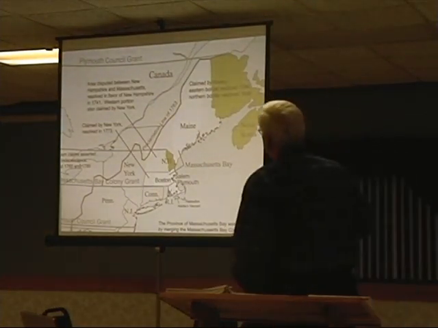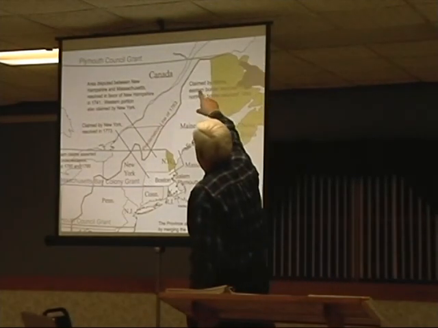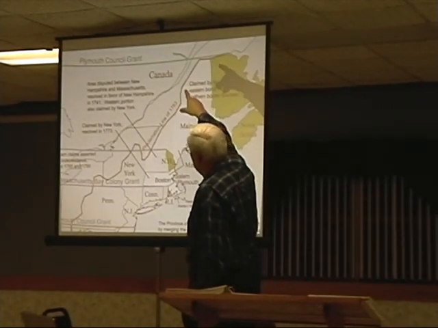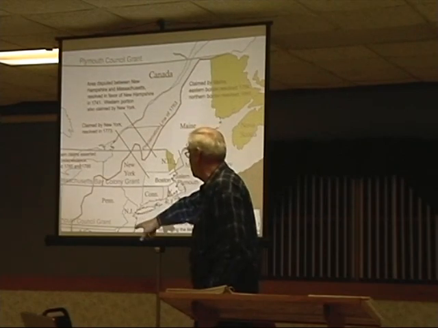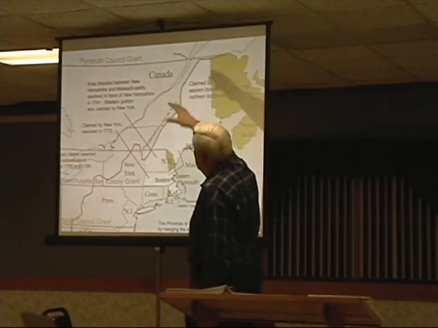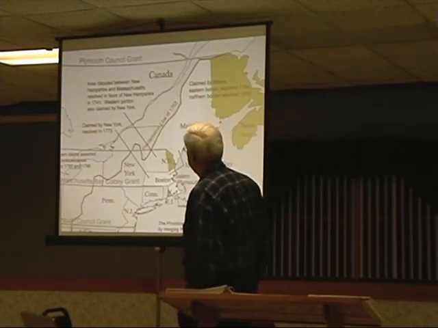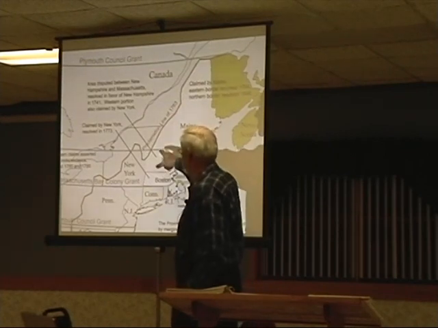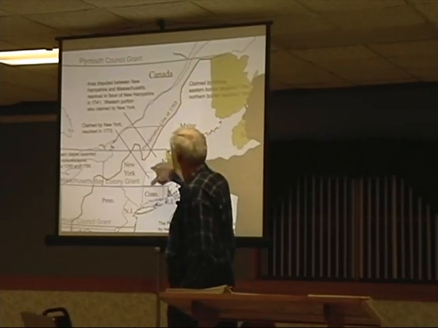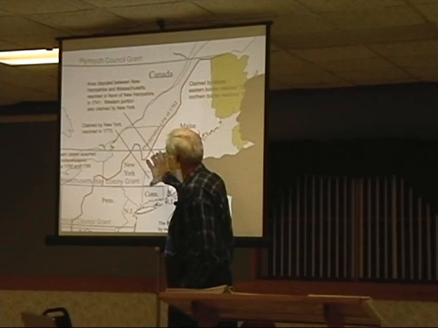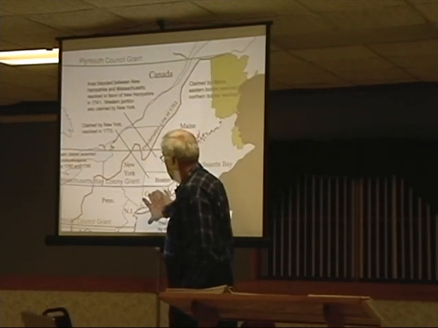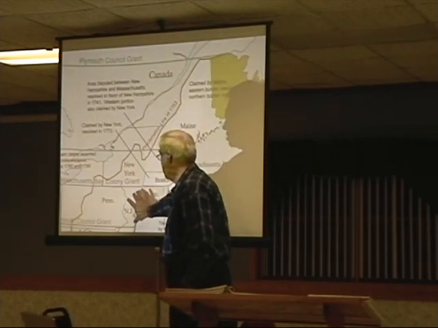You can see the Plymouth grant, the green line up there, and the green line down here. That is the whole original Plymouth grant. This was the Massachusetts Bay Colony grant. That was the first grant that was given. And then the Connecticut grant is this grant down here.